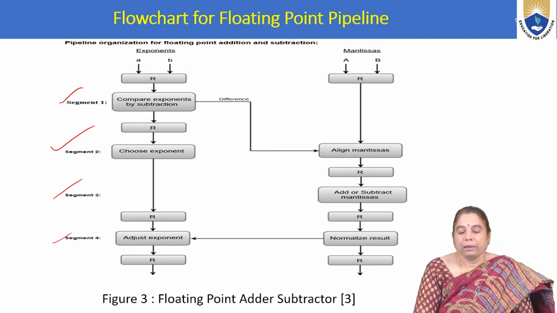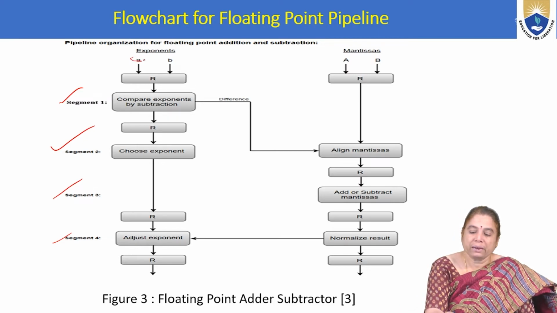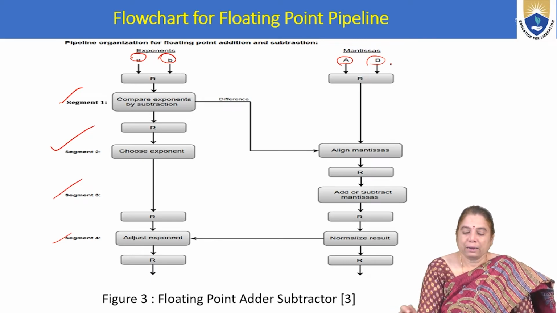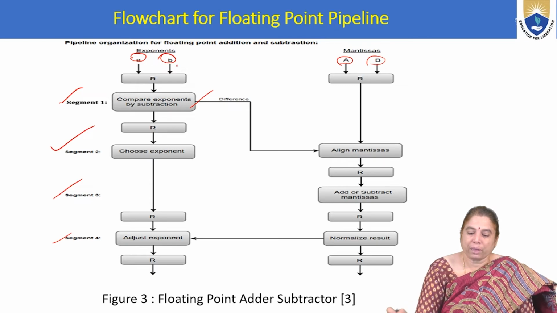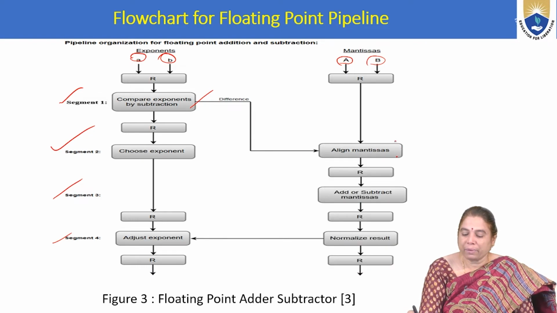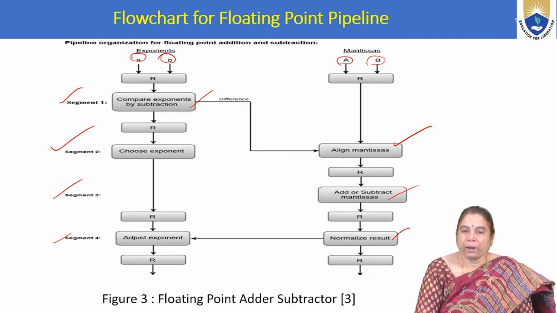So how can this be executed in parallel? The exponent values are represented as small a, small b, and the mantissas are represented as capital A, capital B. Segment 1 is comparing the exponents by subtraction, where the comparison of exponents small a, small b is carried out. Depending upon the difference value, the second segment, align the mantissas, is executed, and the aligned mantissa values are stored in the register R. Next, the addition or subtraction of mantissas is performed. After that, the fourth segment operation is normalizing the result. In this way, the task of the floating point adder subtractor can be subdivided into 4 segment operations.